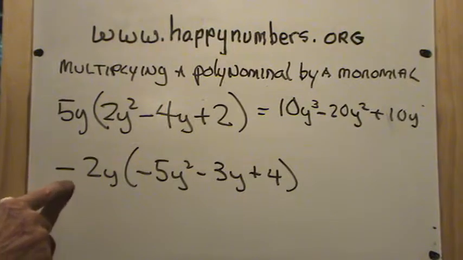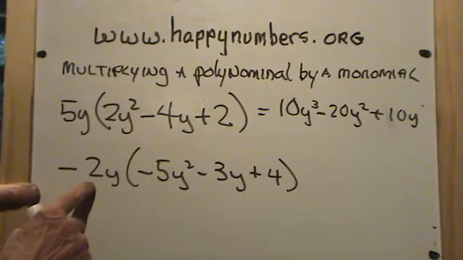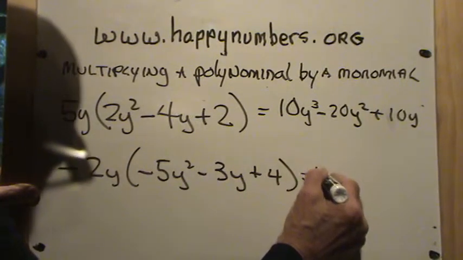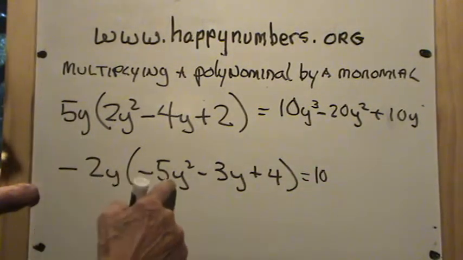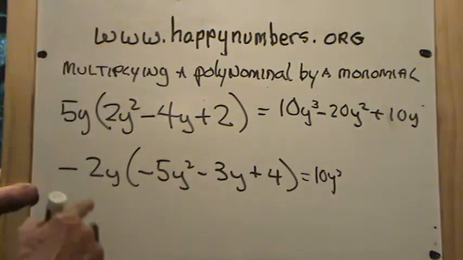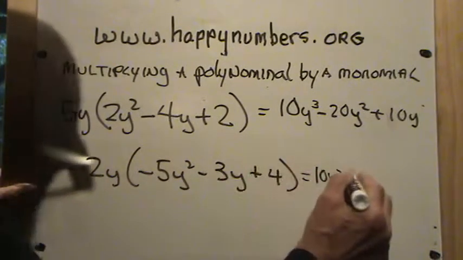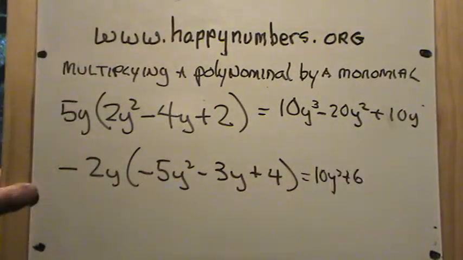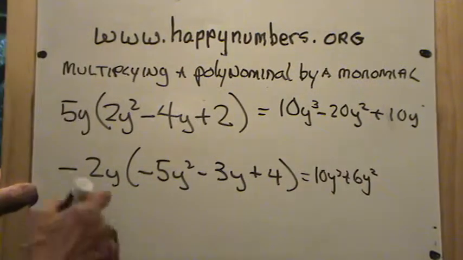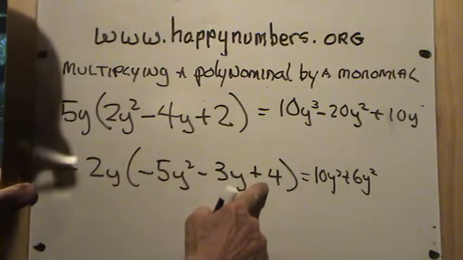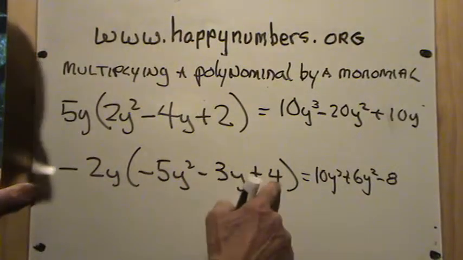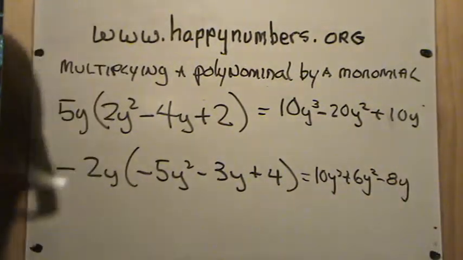Take a look here. Negative 2 times negative 5, well, that'll give me a positive 10. Y to the first, y to the second gives me y to the third. Negative 2 times negative 3 gives me positive 6. Y to the first, y to the first, y to the second. Negative 2 times positive 4 gives me negative 8. Y to the first, no y, so I just have y there.